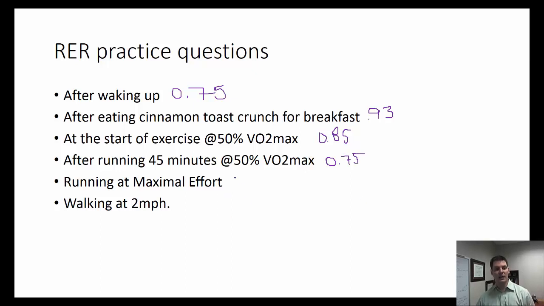If we say running at maximal effort, again, this should be a 1. That tells us that we're going to use almost all carbohydrates and very little fats. And then walking at 2 miles an hour, low intensity tells us that we're going to rely heavily on the fats, less on the carbs. So we'll say an RER of about 0.72. So hopefully, if you worked through these, you get roughly these same numbers, and that gives you a good idea of what I expect you to be able to do on future questions in the class.